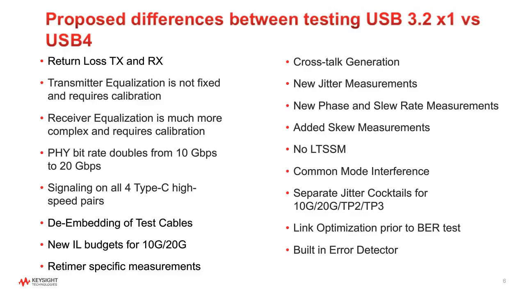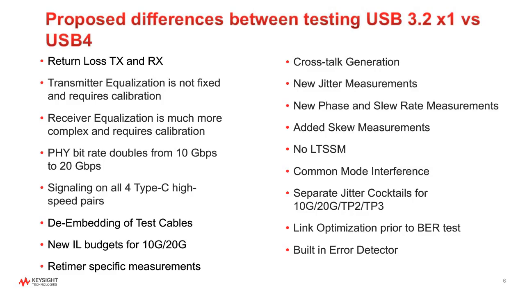Unfortunately, at 20 gig electrical, it's going to be very challenging. And so every bit of margin matters. So we need to de-embed the test cables, the new insertion loss budgets. There's a very high likelihood that when you implement your USB 4 designs, you'll be forced to do some kind of a repeater, whether it's a redriver or a retimer. And there are very specific measurements for retimers that are in the draft CTS that need to be made. So just a heads up on some of the more difficult challenges.